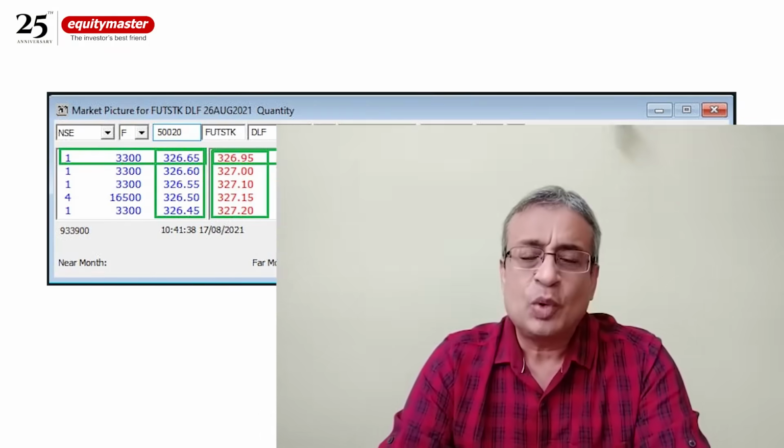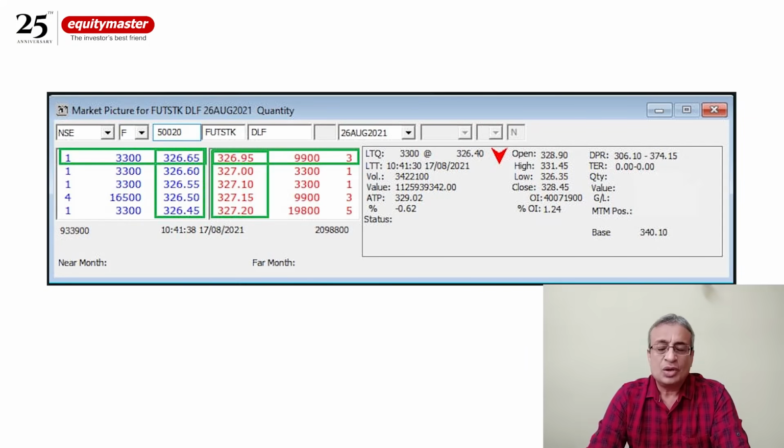You see, on the snapquote window on your screen, what you are seeing are the top 5 buyers and the top 5 sellers. Buyers are in blue, sellers are in red. These are called bids and offers. Bids are buyers, offers are sellers. Now, notice what is the price difference between the top buyer and the top seller.